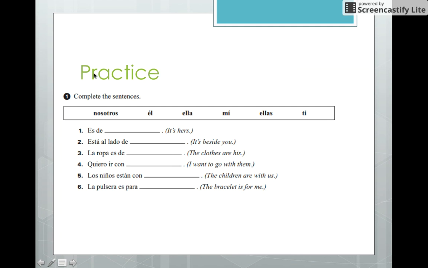Now skip a line and write practice or práctica, number 1 through 6. Write these sentences down, and from your word bank, go ahead and plug in these pronouns in these sentences.